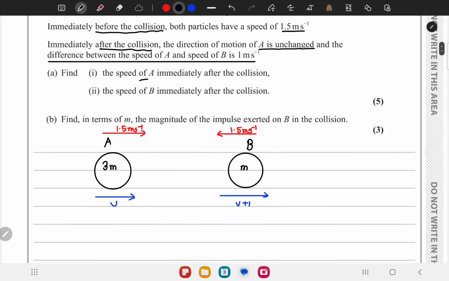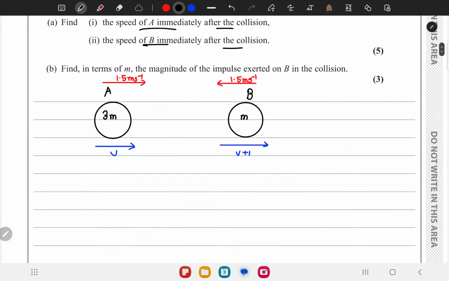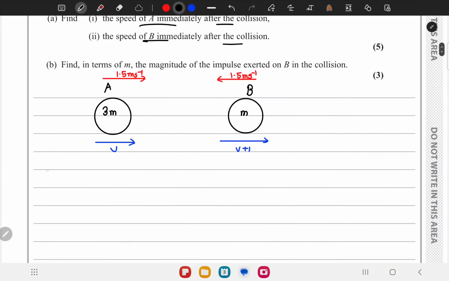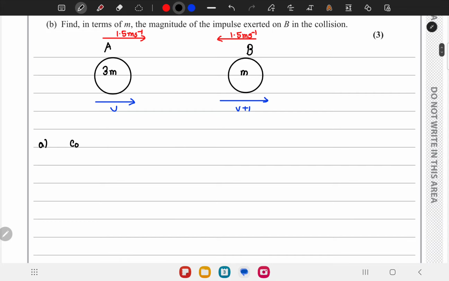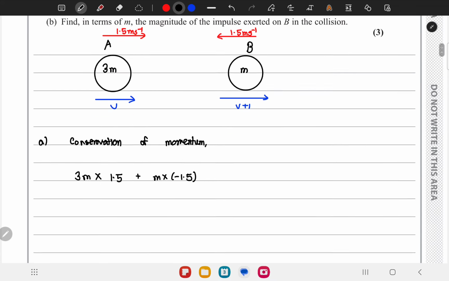Now in part A, we have to find the speed of A immediately after the collision and the speed of B immediately after the collision. So for A, we can use the conservation of momentum. If we consider the rightward motion to be positive, we'll have 3m times 1.5 plus m into minus 1.5. Since we are taking right to be positive, leftward motion will be negative. So this speed is leftward, so this will be negative.